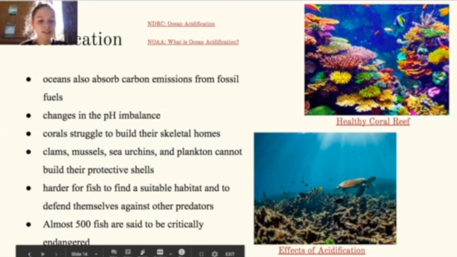The more acid in the oceans, the more difficult it is for corals to build their skeletal homes, along with clams, mussels, and sea urchins to build their protective shields. Since these high pH waters deteriorate the corals, it makes it harder for fish to find a suitable habitat and to defend themselves against predators. The International Union for Conservation of Nature already lists 455 critically endangered fish species.